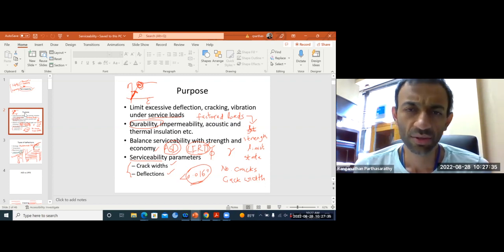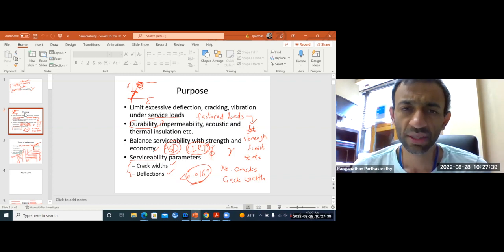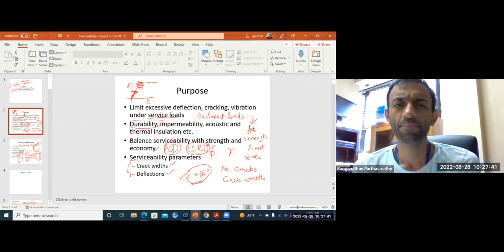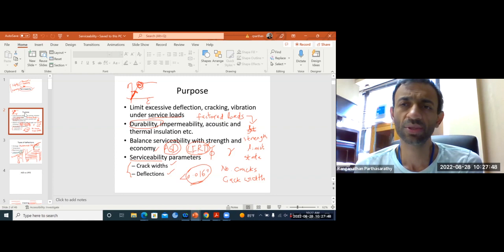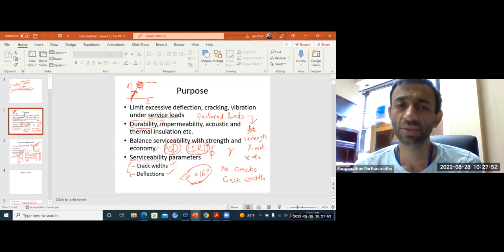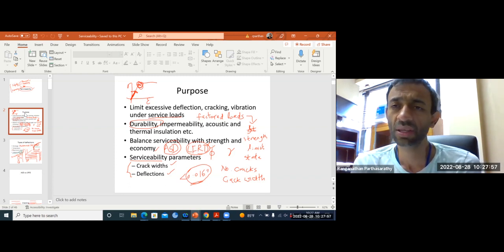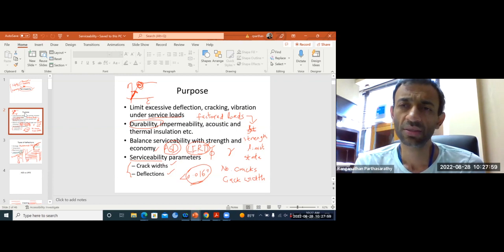Okay, so the next aspect is durability. As we just mentioned, the crack widths are crucial to prevent the corrosion of steel, and therefore they ensure the durability of the structure. Impermeability. Sometimes when your structure is holding, let's say, hazardous material, then you do not want any cracking at all.